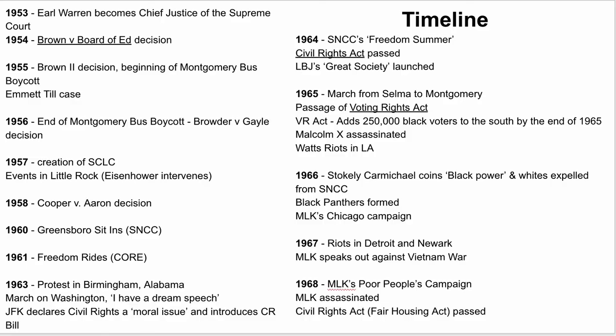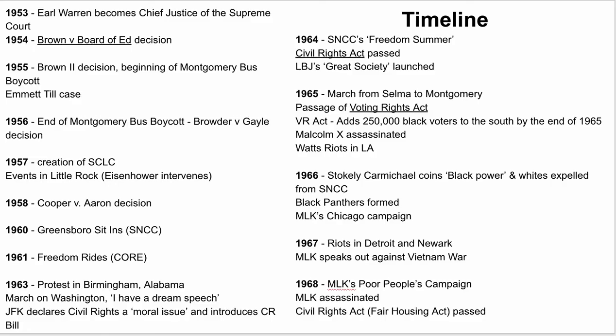Also in 64, we've got the SNCC's Freedom Summer, voter registration in Mississippi, which is not massively successful, but highlights the importance of getting people registered to vote, which becomes important post 65 with the Voting Rights Act. Lyndon Johnson's Great Society, War on Poverty, starts in 64, which does decrease poverty, but then it does get derailed by the Vietnam War. 65, March from Selma to Montgomery leads to the Voting Rights Act.